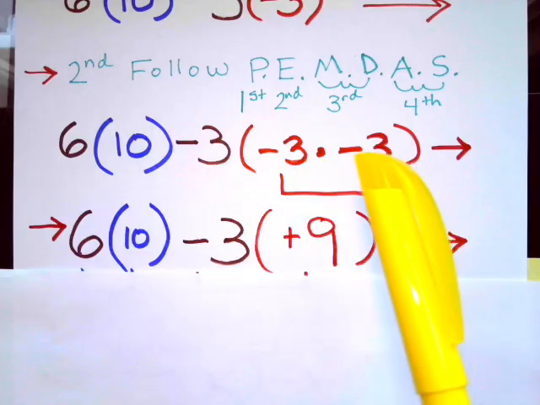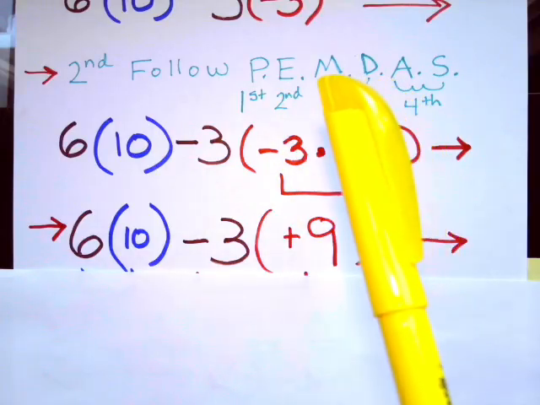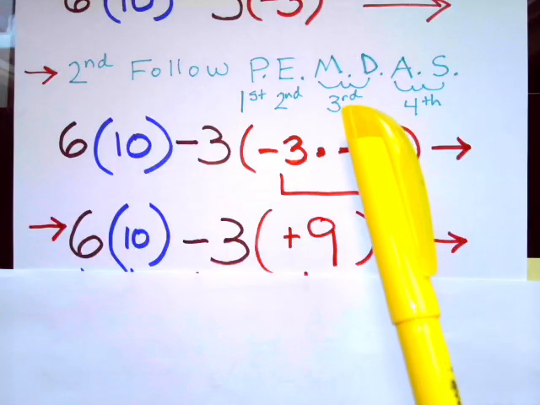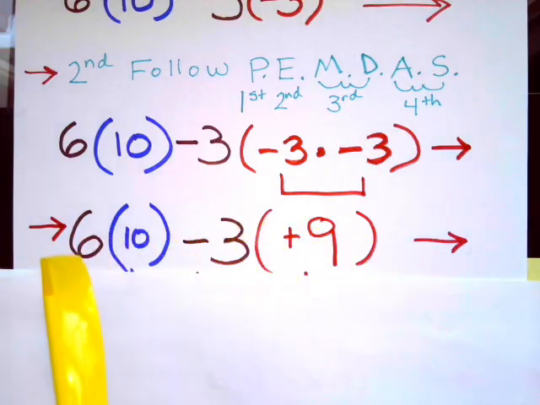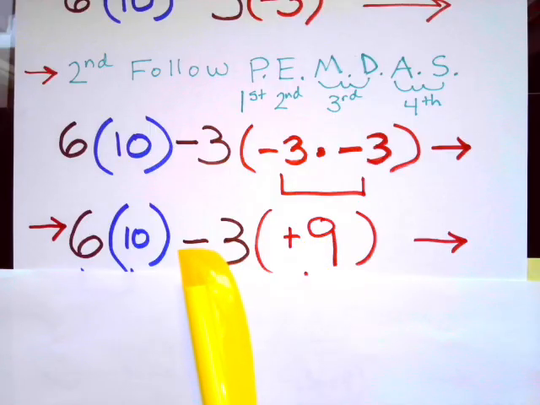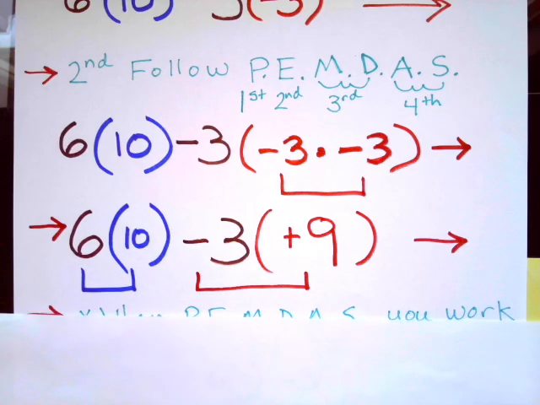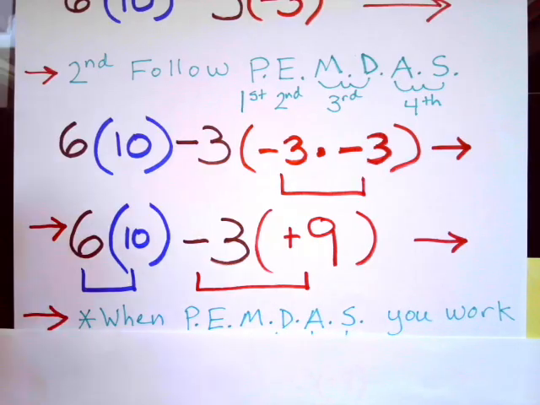So here we simplified the exponents. Next is multiply or divide. It's tied for third, right? It's the third order of operations. And you can see down here, I can multiply, right? 6 times 10, right? And a negative 3 times a positive 9. So that's what I'm going to do. I'm going to multiply these values.